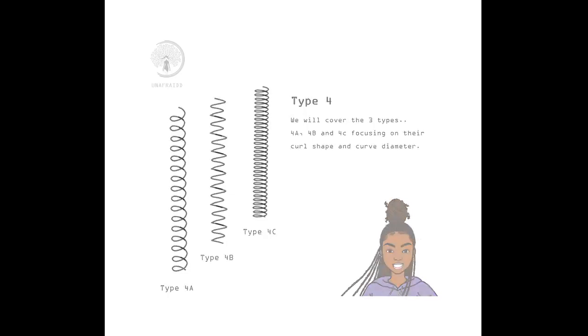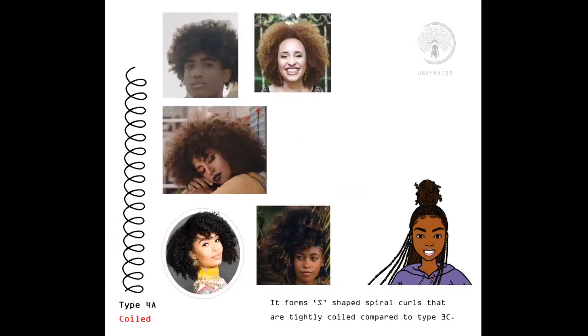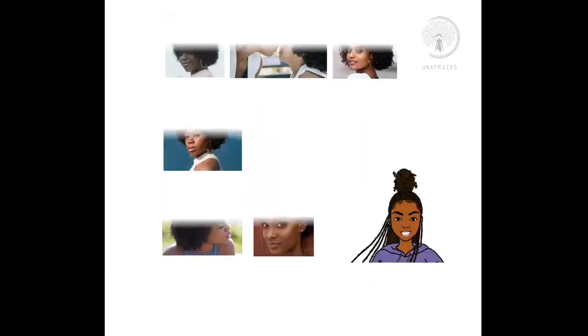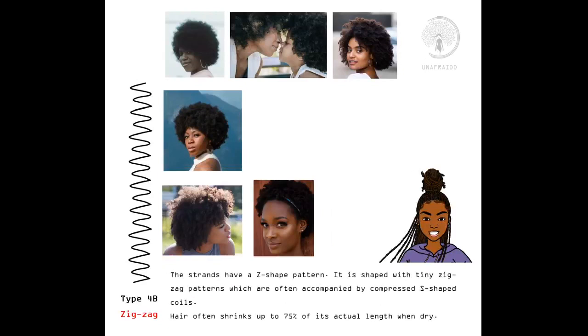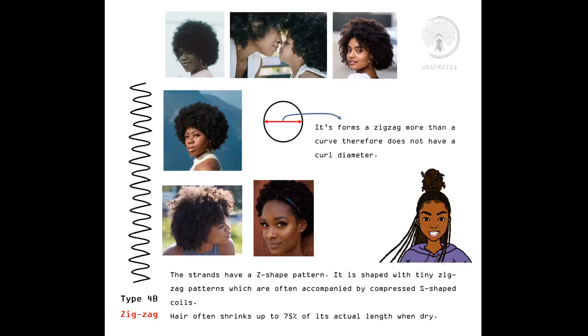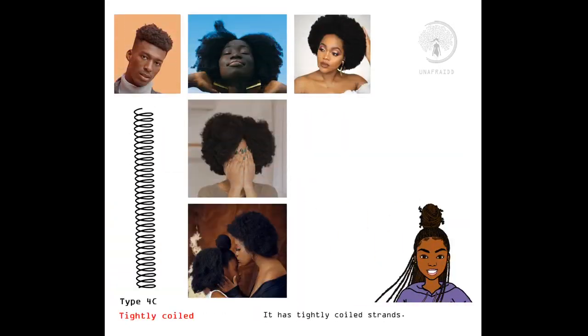4A forms S-shaped spiral curls that are tightly coiled compared to type 3C. The curve diameter is similar to that of a crochet needle. 4B strands have a Z-shaped pattern. It is shaped with tiny zigzag patterns, which are often accompanied by compressed S-shaped coils. Hair often shrinks up to 75% of its actual length when dry. It forms a zigzag more than a curve, therefore does not have a curl diameter. 4C has tightly coiled strands. Its curve diameter is similar to that of a toothpick.